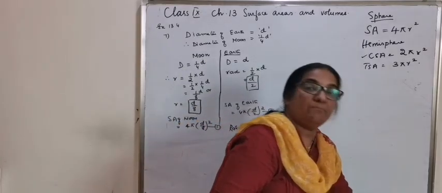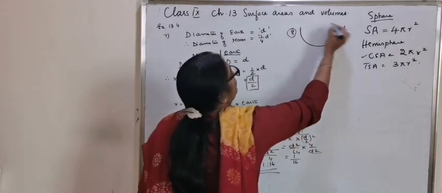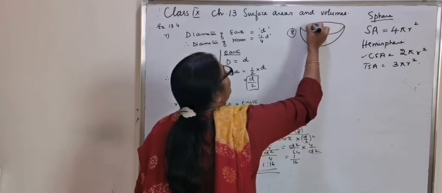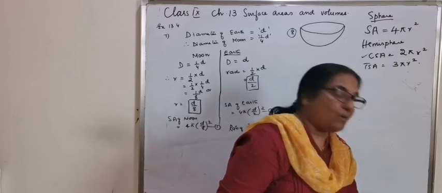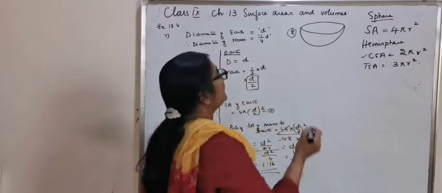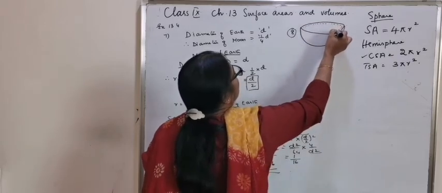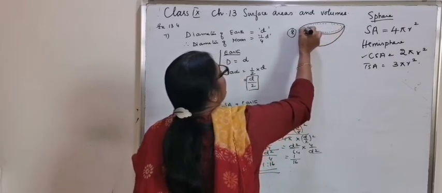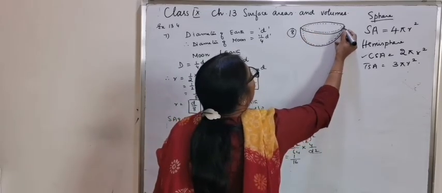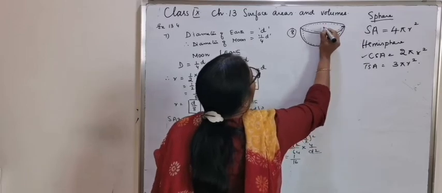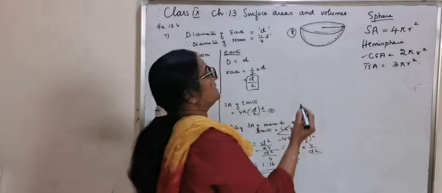The next question is number 8. A hemispherical bowl. Just a small picture will help you. A hemispherical bowl is made of steel 0.25 centimeter thick. That means the thickness of the steel, or this bowl is having a slight edge. It's 0.25 thick, and the radius is given as 5 centimeter.